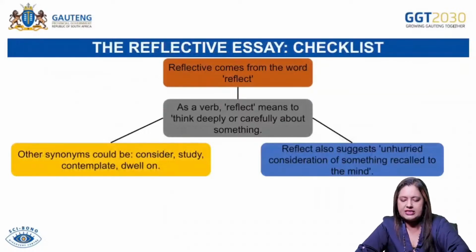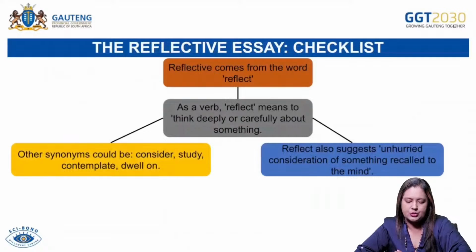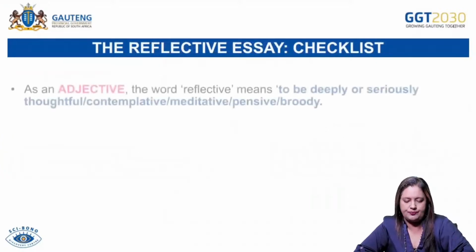And there you go. Reflective means just that, to reflect, and it's thinking deeply about a situation or something that's happened. And basically, we want to say it's an unhurried consideration of something that has affected you. Right.